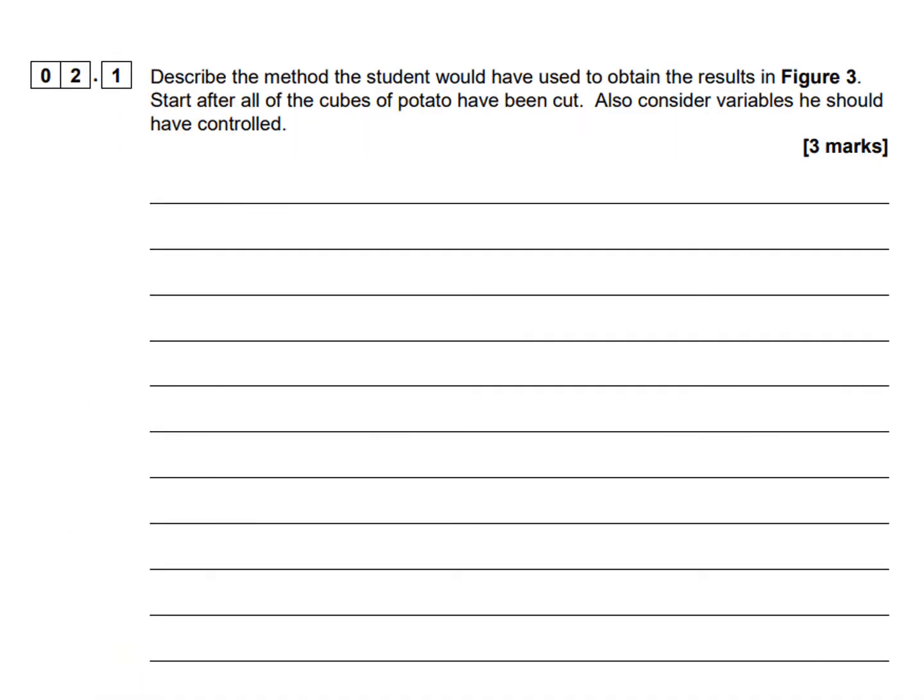So in question 2.1, it asked us to describe the method the student would have used to obtain the results in the graph in figure 3. And really importantly, it asked us to start describing the method after all of the cubes of potato have actually been cut. So any ideas about cutting the 35 millimeter cube into eight equal size cubes is not necessary here. We want the method after this has already been done.